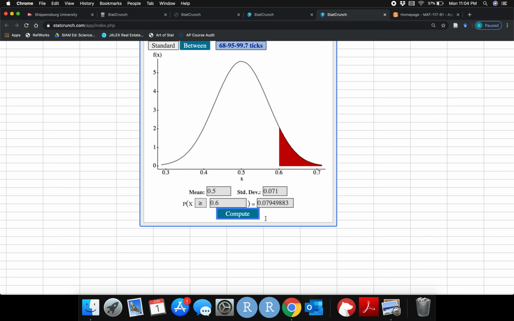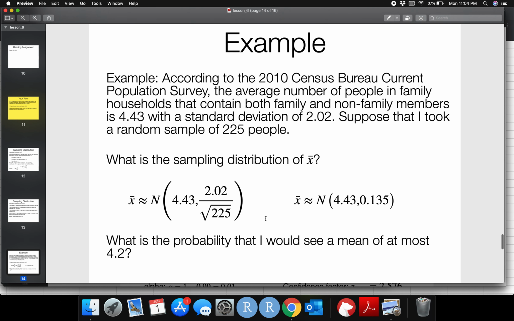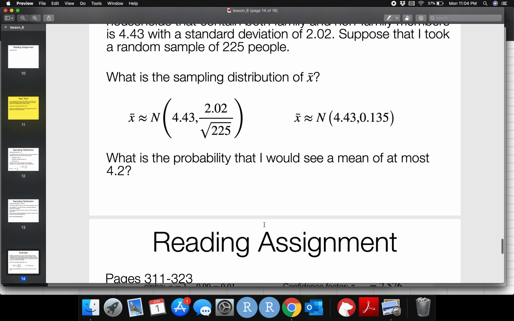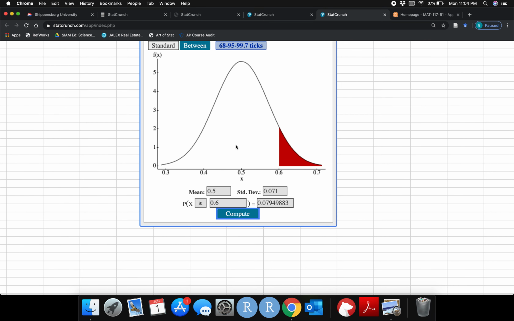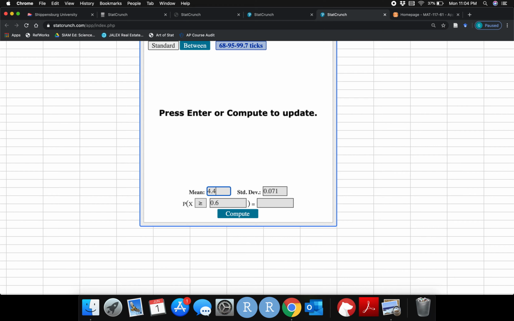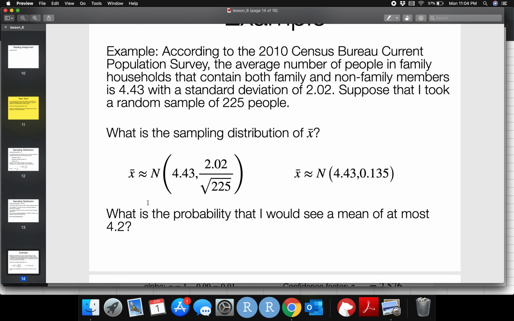The second example down here is a sampling distribution for x bar question. Again I ask a probability question after we go through and check our assumptions and all the good stuff. I have a normal distribution here. My mean is 4.43, and my standard deviation is 0.135. And the question I ask is, what's the probability that I would see a mean of at most 4.2?